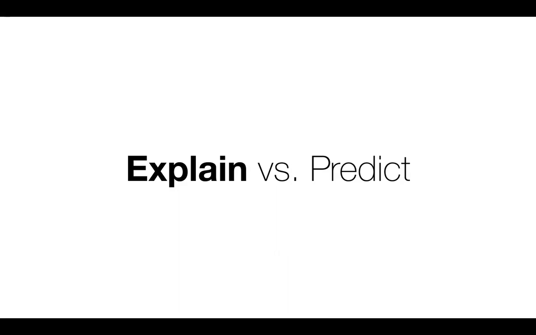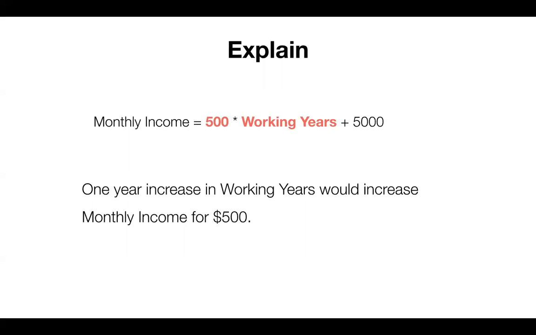And then these two concepts sometimes get mashed together, because they look like very similar things. So I want to clarify one thing here. We have this model: monthly income equals 500 multiplied by working years, and so on. Explaining means that a 1 year increase in working years would increase monthly income by $500. I'm just explaining the phenomena around monthly income in this company.